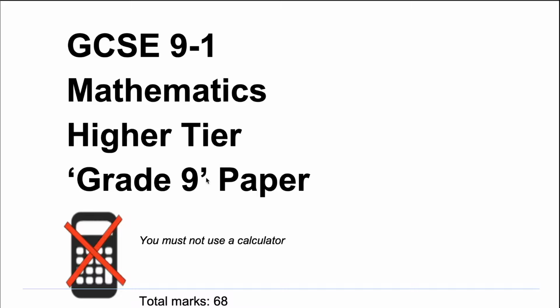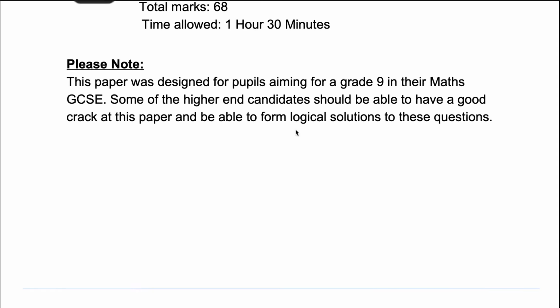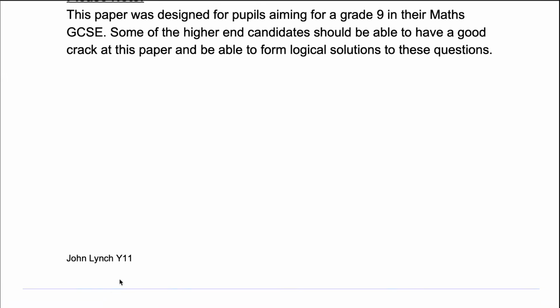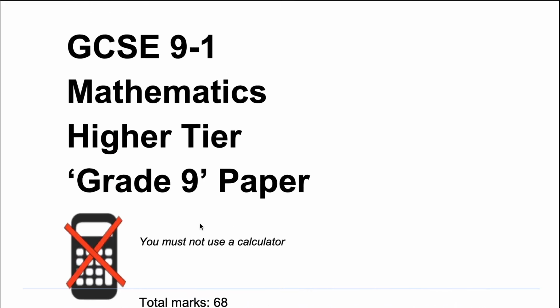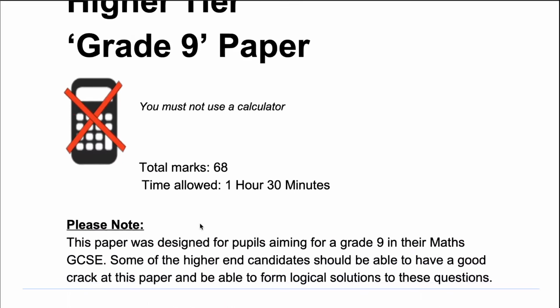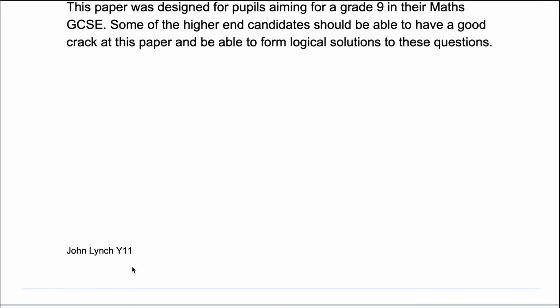So as I said, this is a grade 9 paper, non-calculator. And when I first was sent this, I saw this down the bottom, John Lynch year 11, and I thought, okay, John Lynch, he must be some PhD mathematician. He's written this paper and he's put year 11 there to say that it applies to year 11 students. Then I later found out that actually this is a year 11 student who wrote this paper. So I was just absolutely floored and blown away.